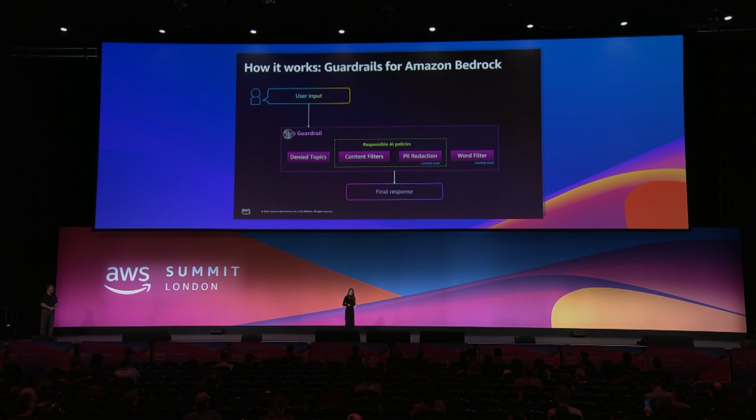If my input is fine, then my input will be sent to my foundation model. Then my foundation model will create an output. Again, this output is going to be evaluated against your guardrail. In case it triggers any of the different policies, you will get a modified response again. If your output is fine, then your output will be sent to the user.